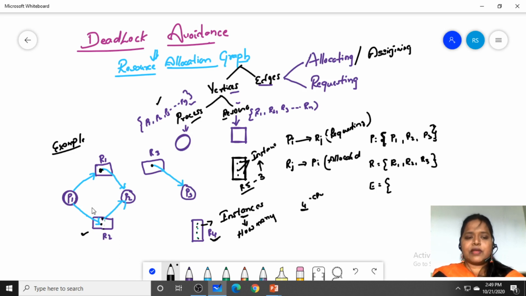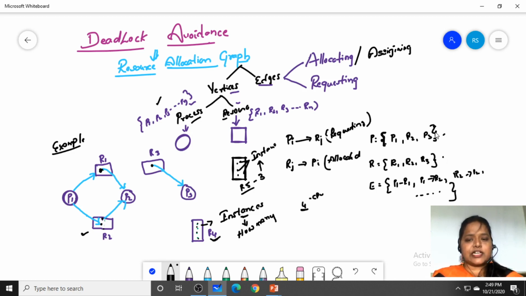Fine. So when we are going to have edges, P1 to R1 is one edge. And the next one, P1 to R2 is one edge. And the next one, R2 to P2 is one edge. Like that, what are the edges we are having? All the things we have to dump over here. So that is the edge matrix. And what is the process matrix? P1, P2, P3.